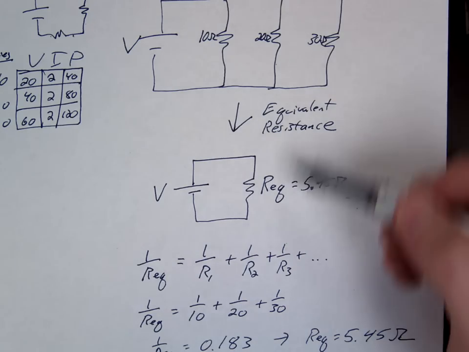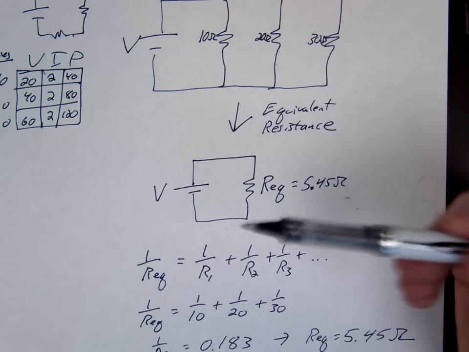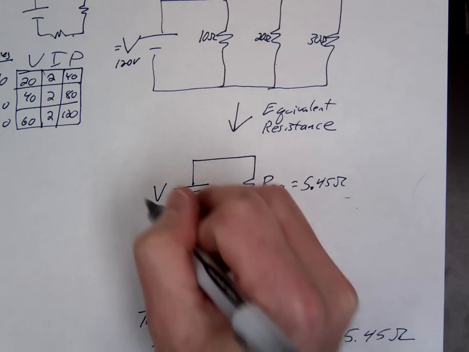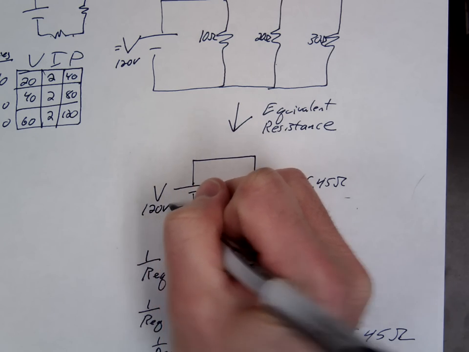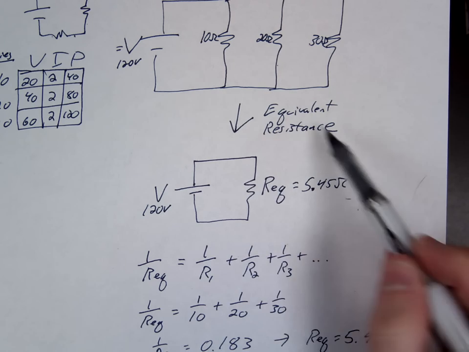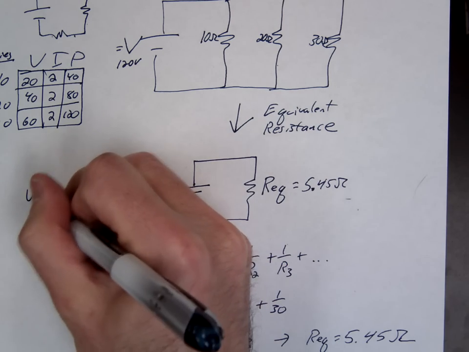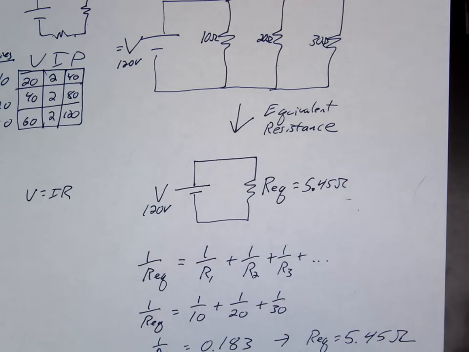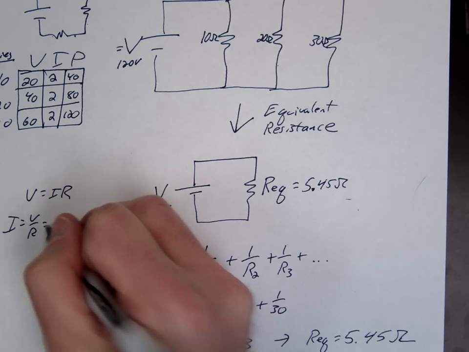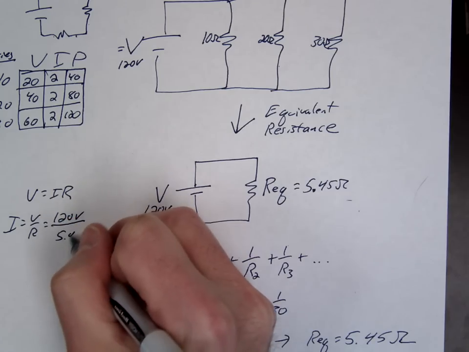So remember, the purpose of finding the equivalent is to simplify our lives, simplify the circuit, right? So this one was 120, so the voltage is going to stay the same, 120. And so now we can solve this circuit, right? We can go ahead and solve this circuit right here. So we can use Ohm's law, V equals I times R, or I is V over R. 120 volts, 5.45 ohms.